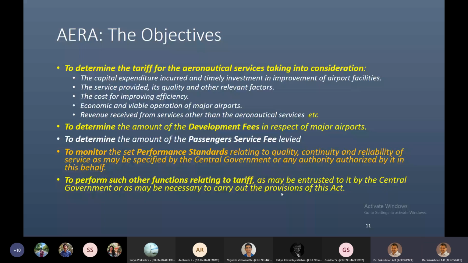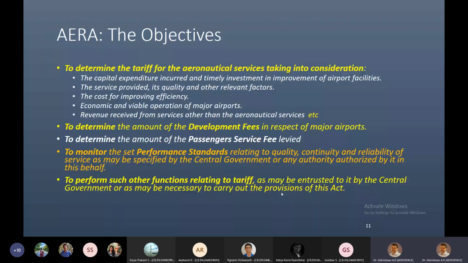And while determining that, they need to take into account a large number of factors, including the capital expenditure incurred and also the expansion and improvement cost for the airport facilities, the extent of service provided, the diversity of it, the quality of services provided in each area, the cost associated with improving the efficiency of service, and the economic and viable operation of the major airports. Again, the economic feasibility of the operation of the airports.